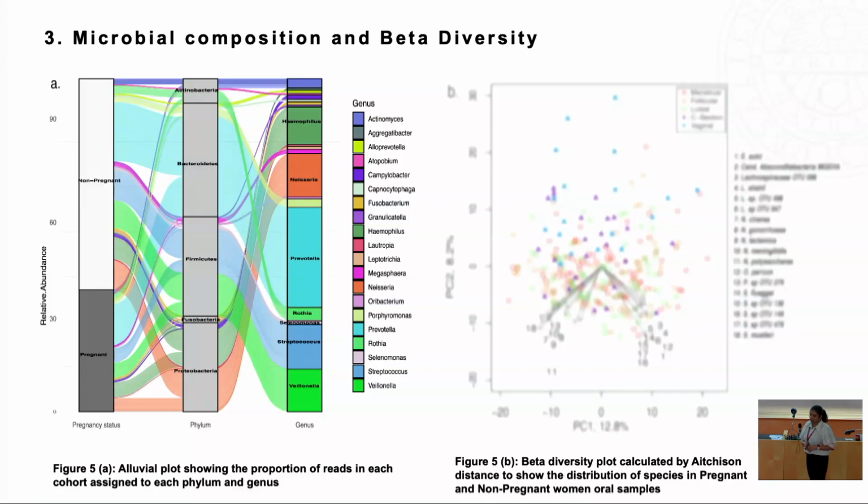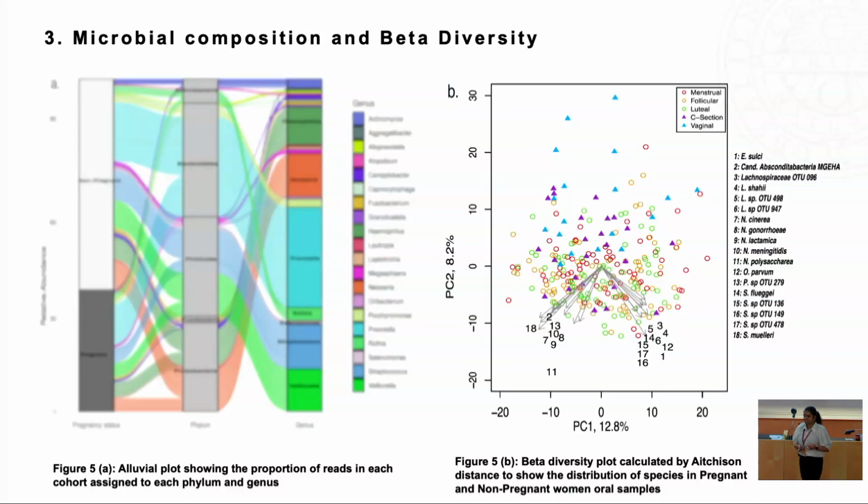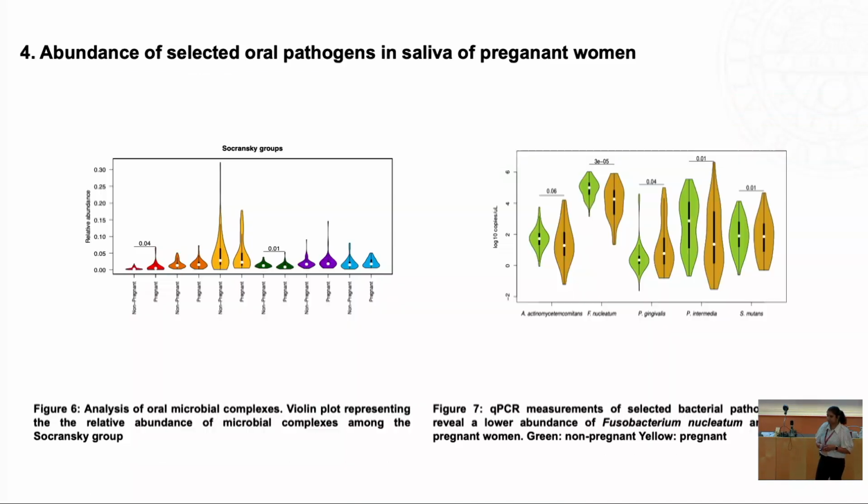This is the alluvial plot showing the proportion of reads in each cohort assigned to each phylum and genus. We couldn't find any significant difference at the genus or phylum level. This is the beta diversity plot calculated by Aitchison distance. The beta diversity revealed a significant difference between these two groups, and the variation was due to the lower relative abundance of certain species. Species such as Leptotrichia and Neisseria species were relatively less abundant in the pregnant group.